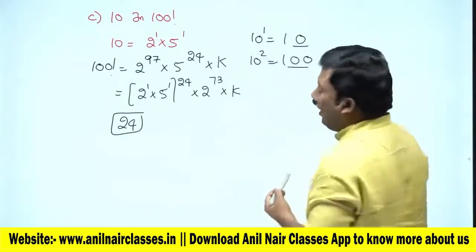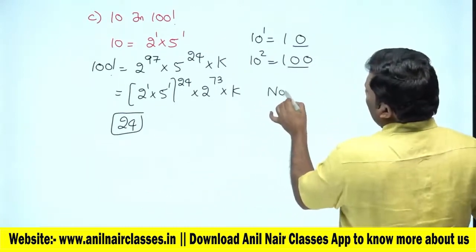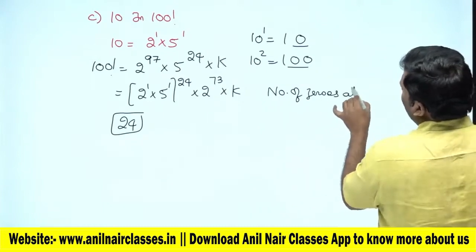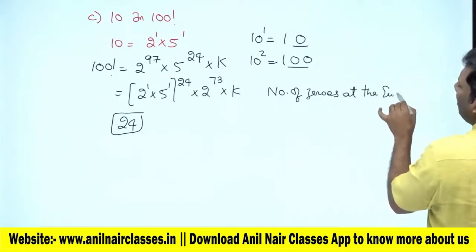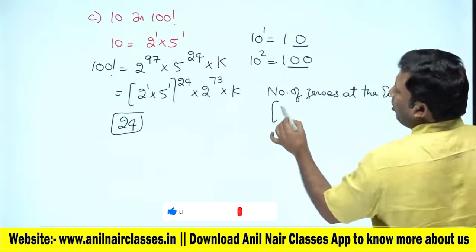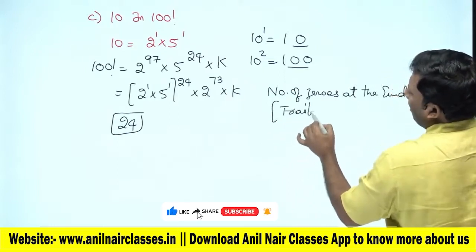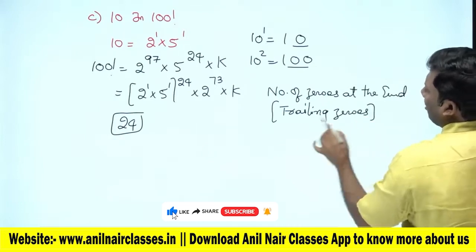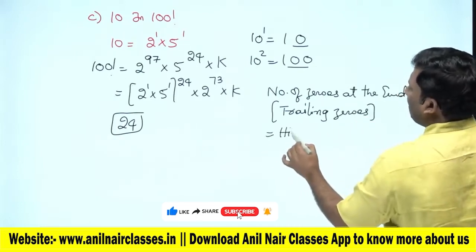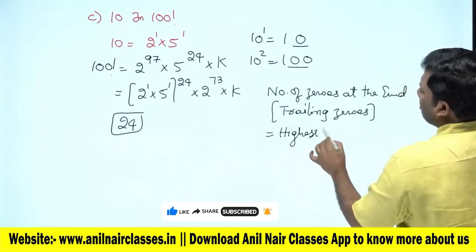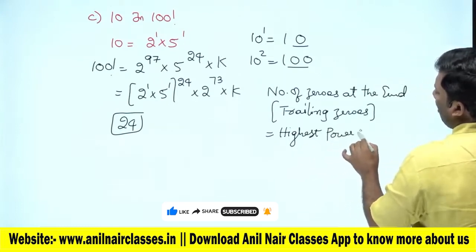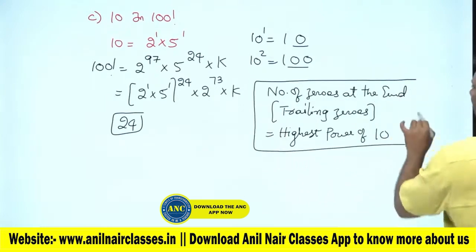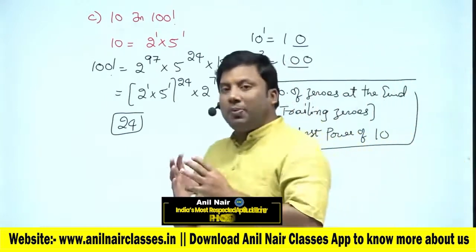24. Another very, very important point: the number of zeros at the end is also called trailing zeros. It is given by the highest power of 10. If I want the number of zeros at the end, I need to take the highest power of 10.